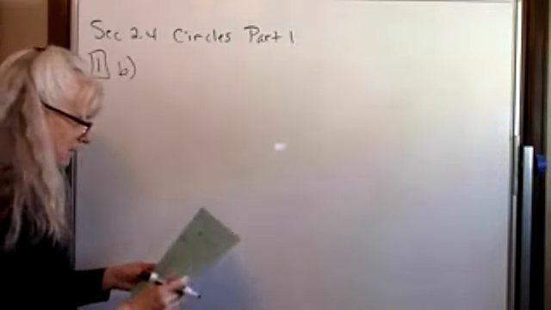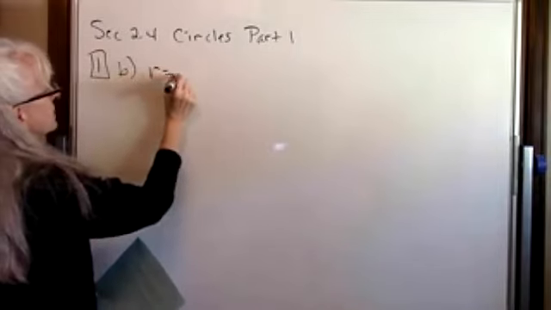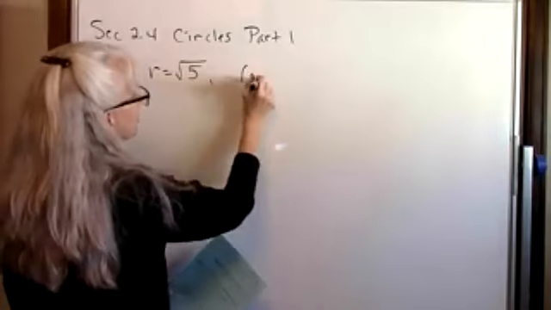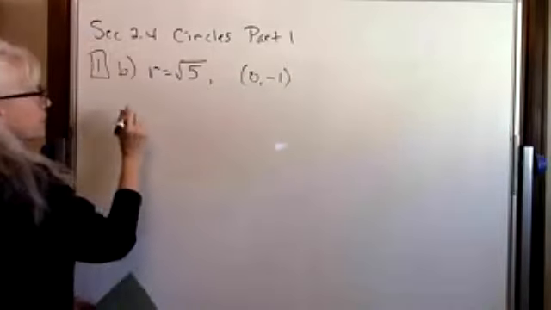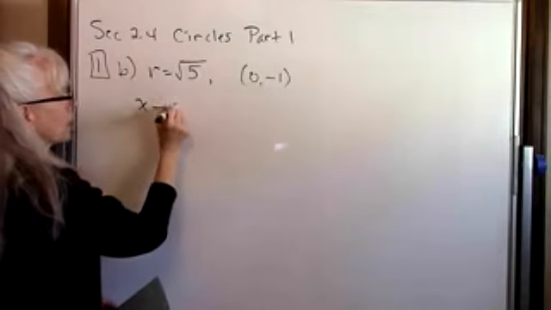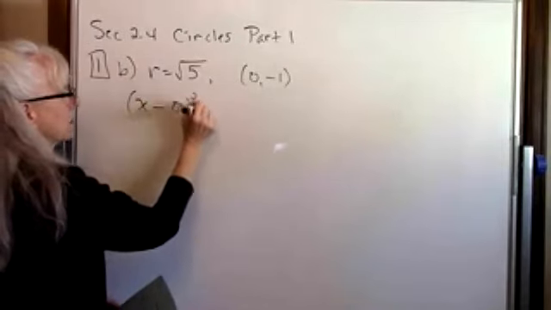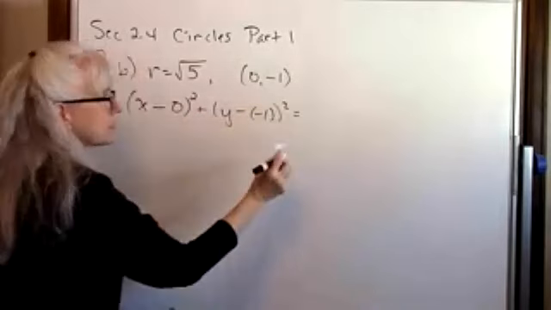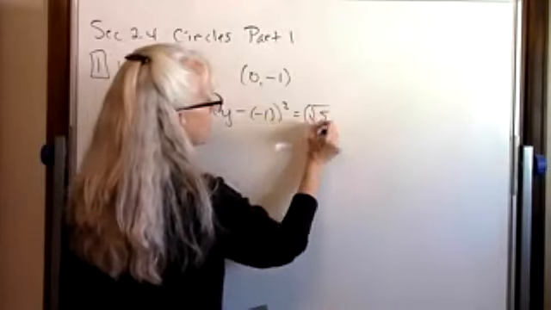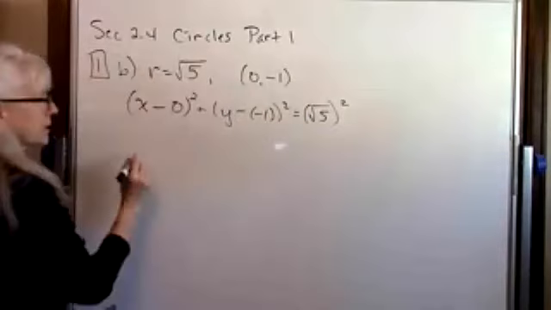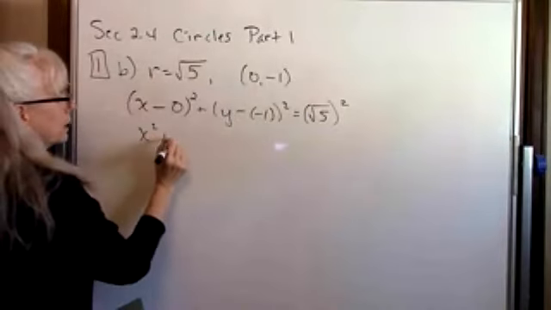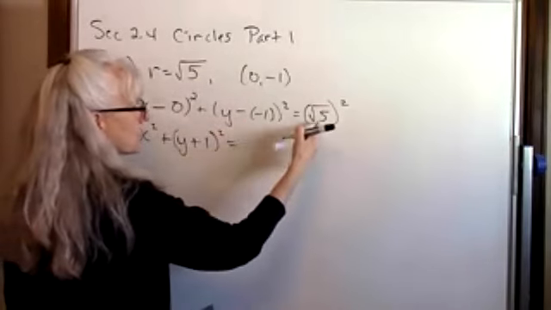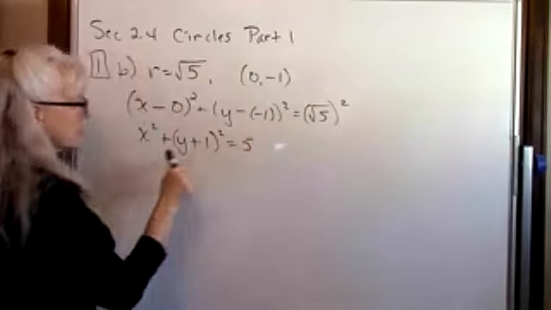Part B tells us the information this time is that r, the radius, is the square root of 5, and the center is at 0, -1. So again, plugging it into the x minus h squared, that would be x minus 0 squared plus y minus that minus 1 squared. That's going to be equal to the square root of 5, which we're going to have to square. And of course, we expect you to clean that up. That would be x squared plus y plus 1 quantity squared is equal to, well, the square root of 5 squared is 5. So there's the equation of the circle.